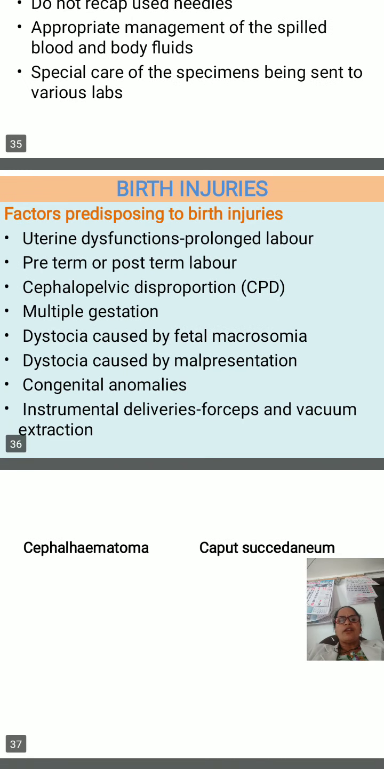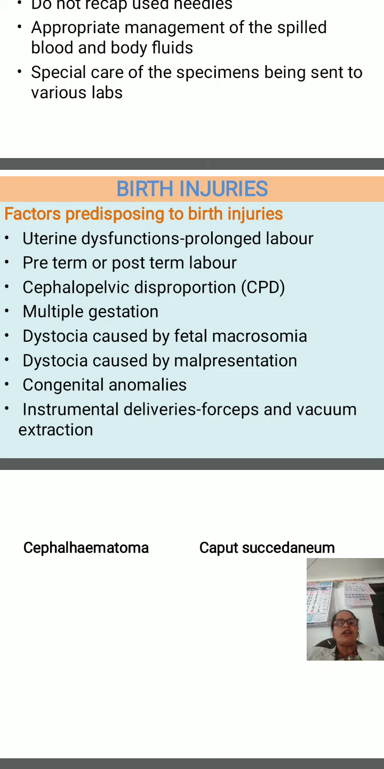Birth injuries. There are various factors that cause birth injuries. One cause is uterine dysfunction. Because of the uterine dysfunction, the labor cannot progress, and there will be prolonged labor. Pre-term or post-term labor: the baby will be born before 37 completed weeks, or post-term, after 42 completed weeks.